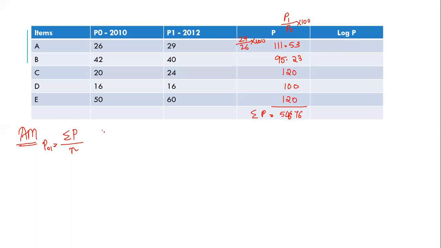So how to calculate? What is the value of summation P? 546.76 divided by, what is the value of N? N is 5. So divided by 5. What is the answer? What is the value of arithmetic mean? What is the answer, students? 109.36 or 35, no problem. So always remember this point, students: before the point, this 109 should be right. After the point, sometimes 0.35, other changes happen.